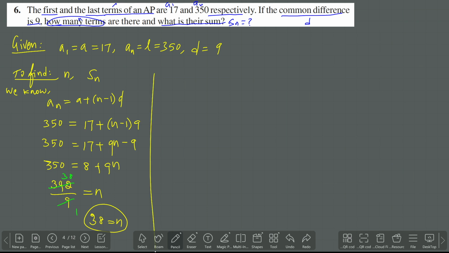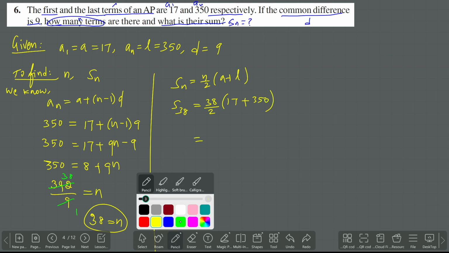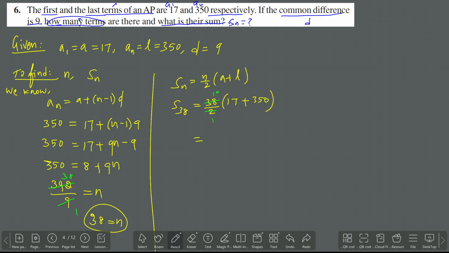Right. Now what is the next? Sn they asked to find. What is Sn? Sn equal to n by 2 into a plus l. So n value 38. So S38 equal to 38 divided by 2 into a value 17 plus L value 350. That's it. Now 38 divided by 2, what does it mean? 19. So 19 into, when I add this, 367.